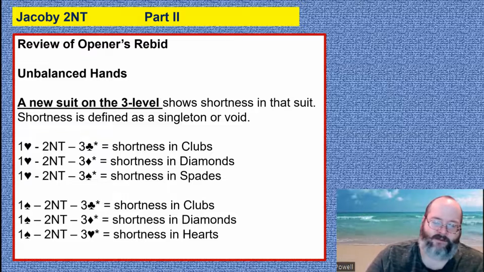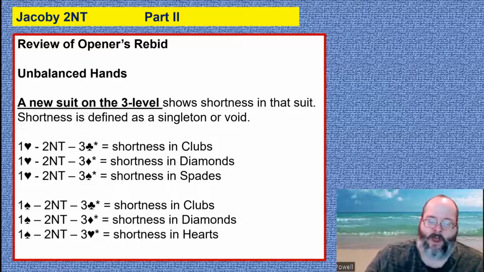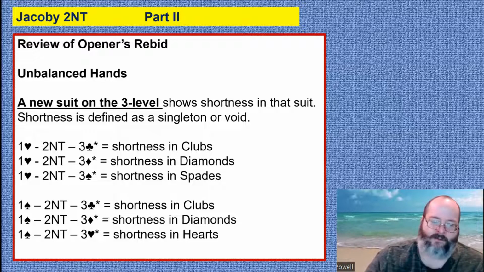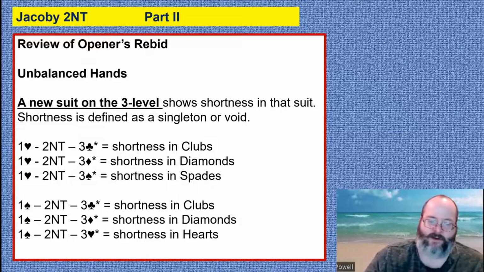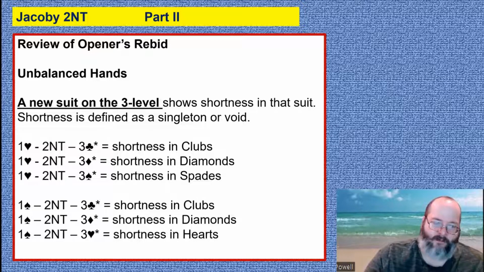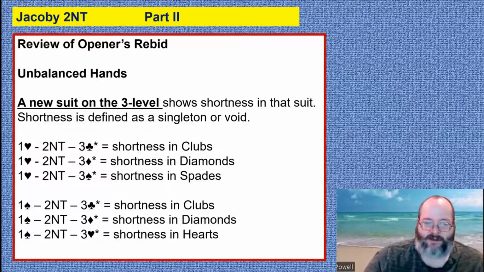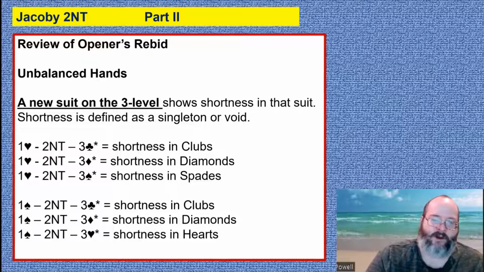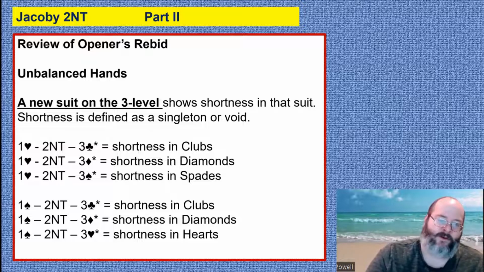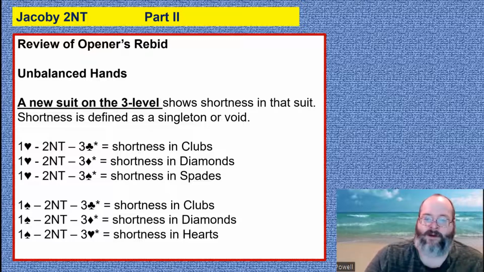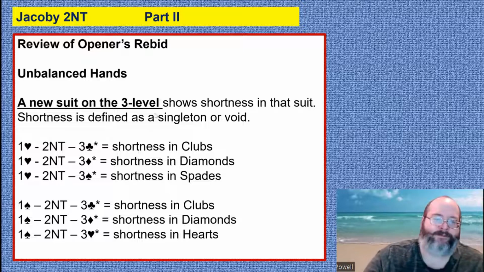Same thing over a spade: 1 spade, 2-No, whichever suit you are short in, wherever you have the singleton or void, that is the suit you bid. So 1 spade, 2-No, 3 diamonds shows shortness in diamonds, a singleton or a void in diamonds. So my advice is don't try to memorize each of these individual pieces. Memorize the overall concept that a new suit, not the one you opened, on the 3 level shows shortness.